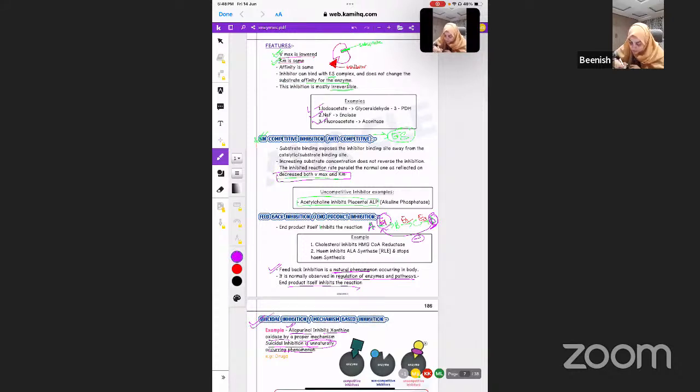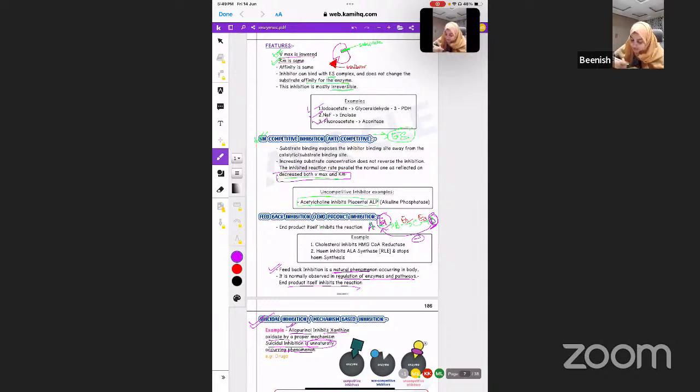Now, moving on to the last type of inhibition, that is suicide inhibition. In suicide inhibition, what was happening? Your original inhibitor was not very potent, but it was a structural analog. It is inactive, but on binding to the enzyme, by using the enzyme's own mechanism, it gets converted into a more potent form, and now it irreversibly binds to the enzyme and inactivates the enzyme.